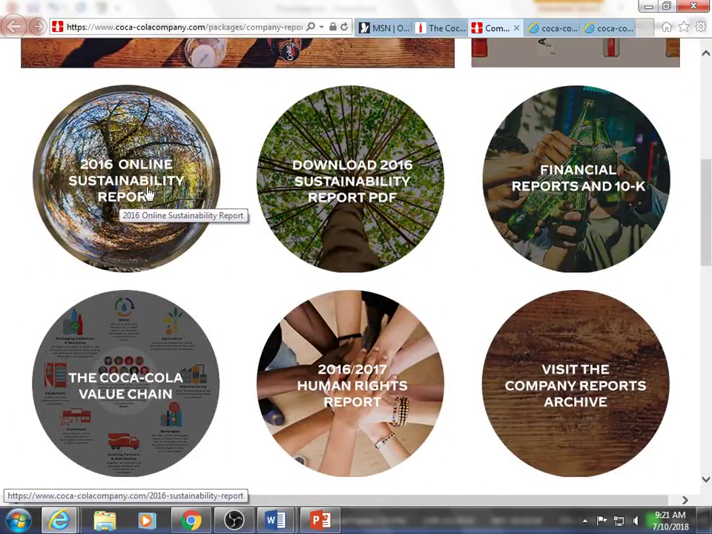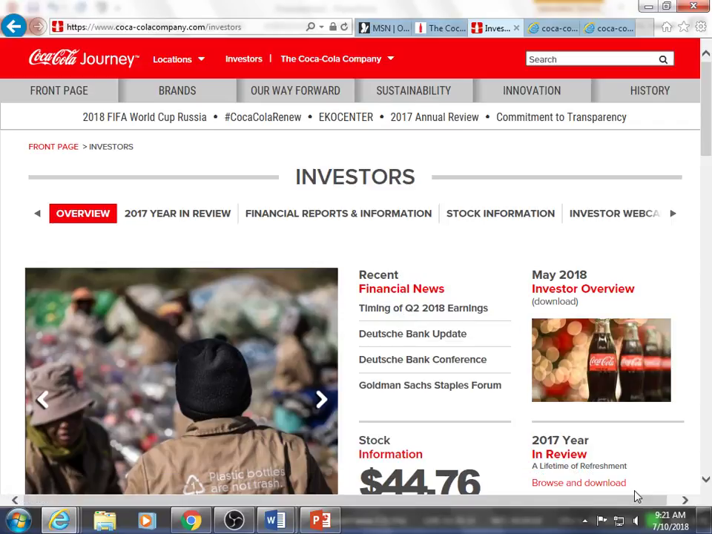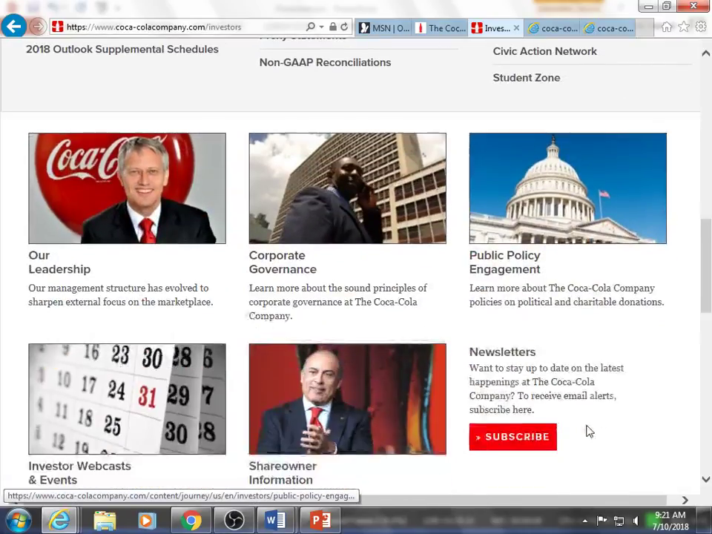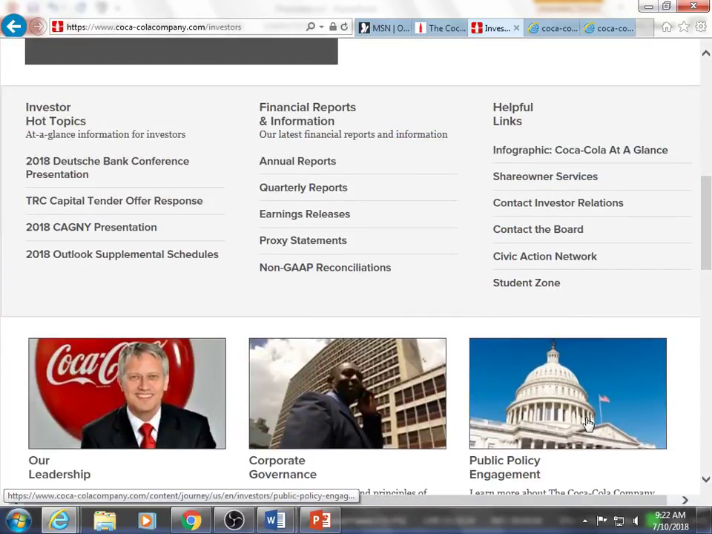Financial, okay. Online, sustainability. It says financial reports and 10-K. To the right? This one. Yeah. Okay, 10-K. 10-K is the best one. If we find the 10-K, we're good. We got the stock information. It's located in the 10-K. Go up. Right there. Oh look, annual reports. This one, quarterly report. Okay.